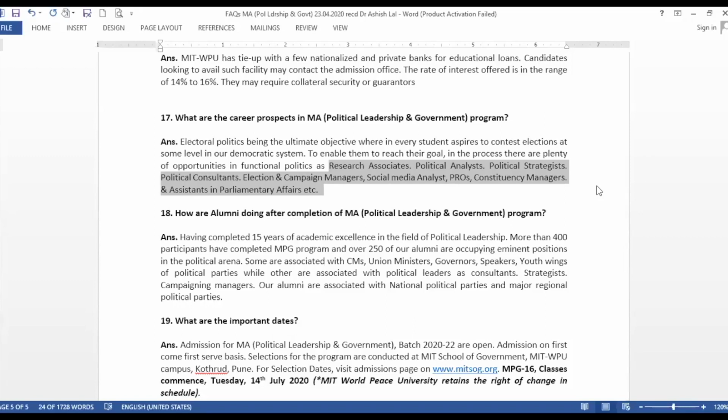Usually what our students do is, once we attach them with the political party or politician after these 2 years, they choose one of these areas, like research associate or assistant in parliamentary affairs, where they get something as bread and butter, some financial backup, and they would like to contest elections. The ultimate aim for the students is either to contest elections or to be a strategist for a political party. These are the two areas which the institution is concentrating on as of now. Mr. Ashish Lal, if you would like to add something further to this.